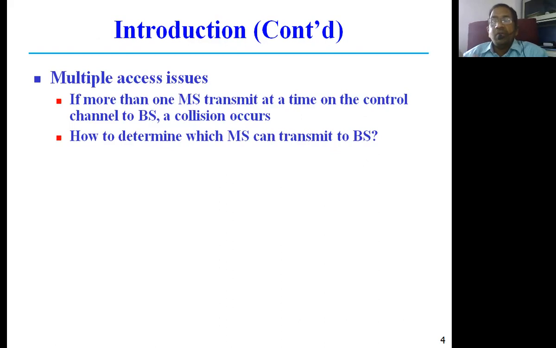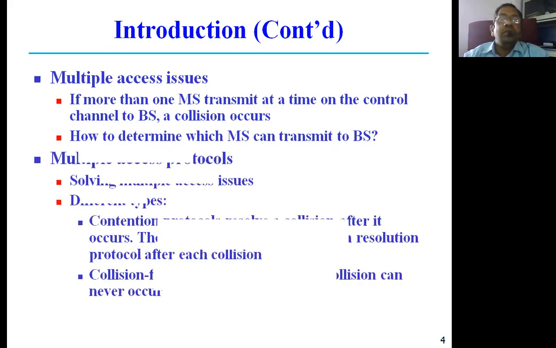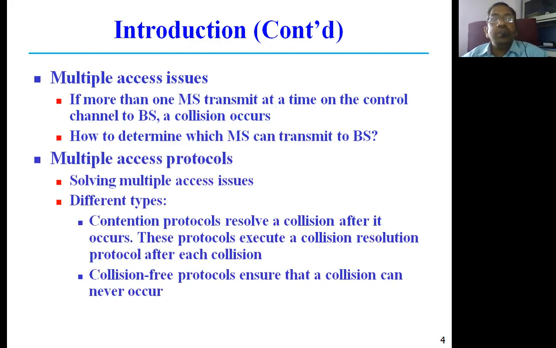The base station or the control unit should compulsorily monitor the status of various mobile stations while the data is being transmitted by the mobile stations on a common platform or a common medium. For determining which mobile station can transmit data to the base station, we normally use the multiple access protocols. So we depend on the multiple access protocols.